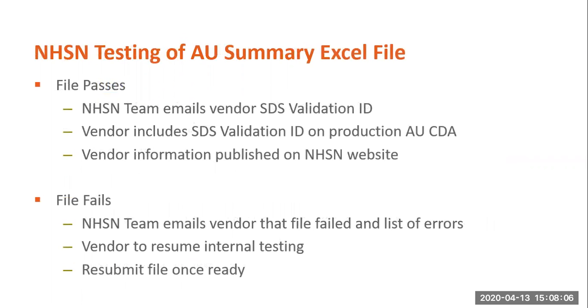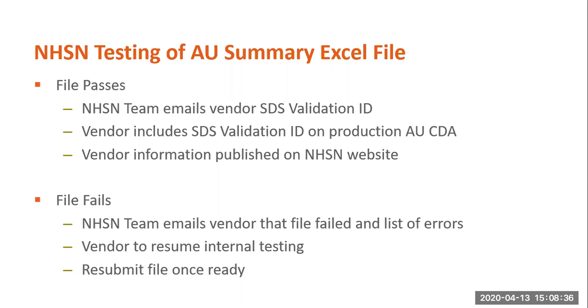If the Excel file passes, an email will be sent containing the SDS validation ID to be added to your production AU CDA files. Additionally, the vendor name and software version will be published to our public-facing NHSN webpage to highlight successful AU SDS validation. If the Excel file fails, an email will be sent indicating that the file failed, and it will list the errors received, or a subset if there are a lot of errors.